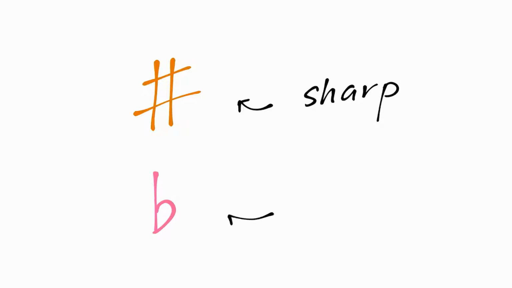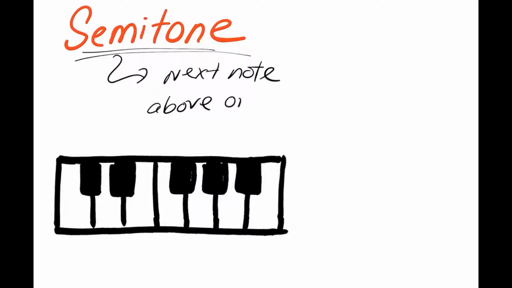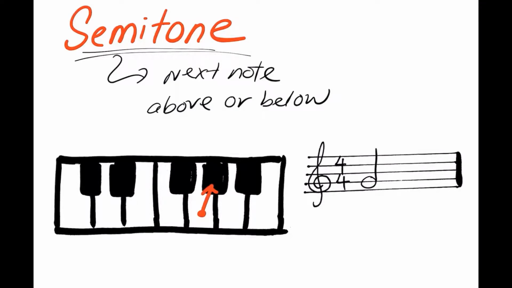Last time we talked about sharps and flats, whole step and half step, but let's dig a little bit deeper in this video. So there's a term called semitone, also known as half tone or half step. They all mean the same thing. They mean the next note below or above in the keyboard. Like G to G sharp, the distance is called a semitone.